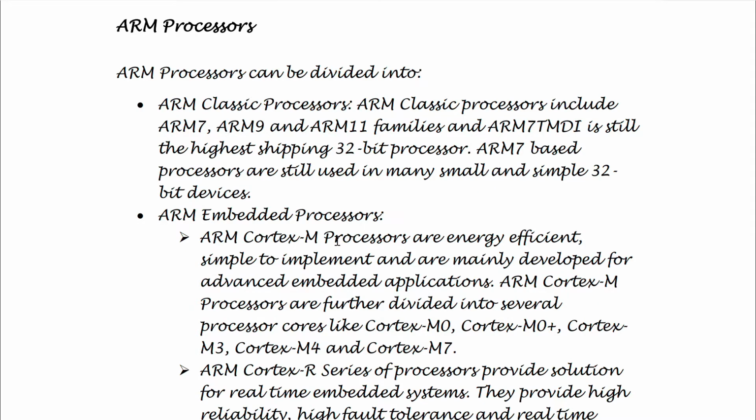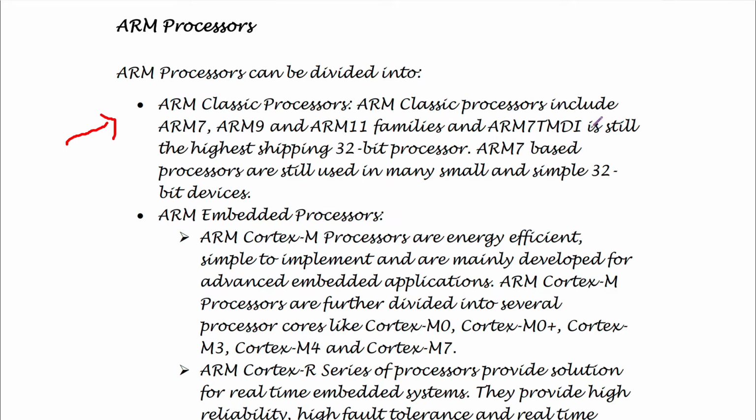Let's quickly look at the different categories of ARM processors that are available to us. We've already seen the different kinds of families and architectures, but now let us look at the classifications of ARM processors. So, first category of ARM processor that we have is the ARM classic processors.